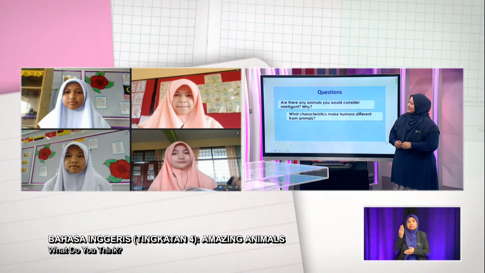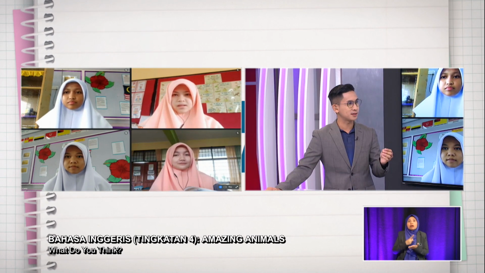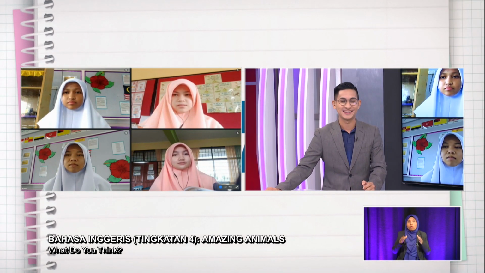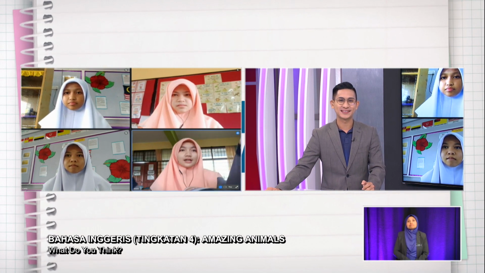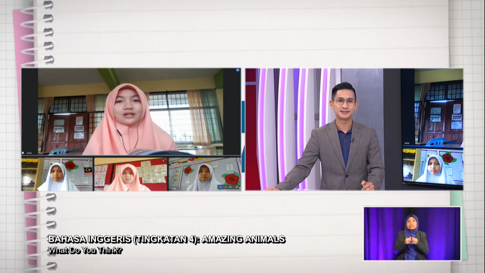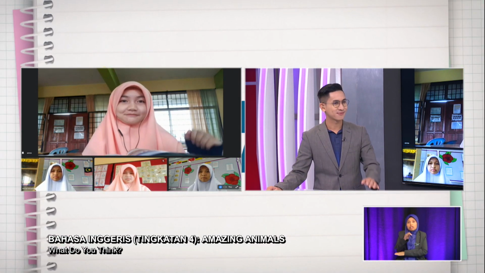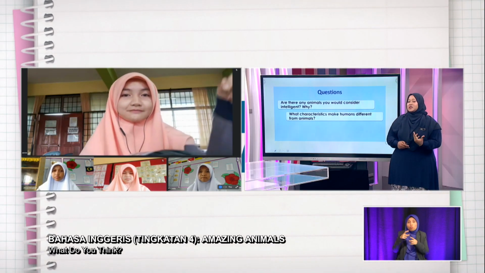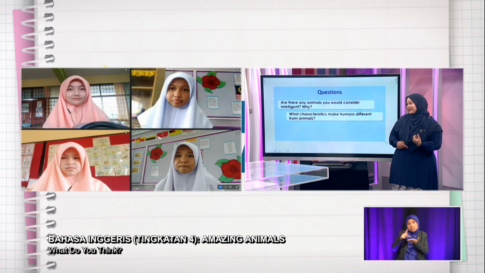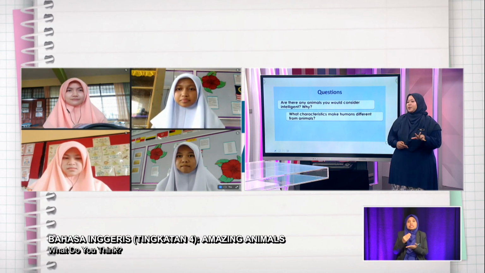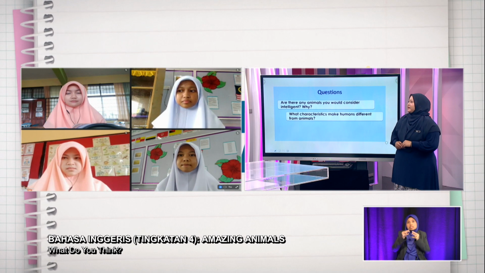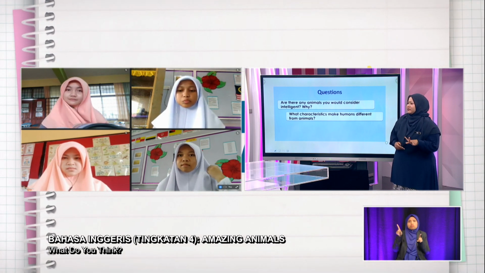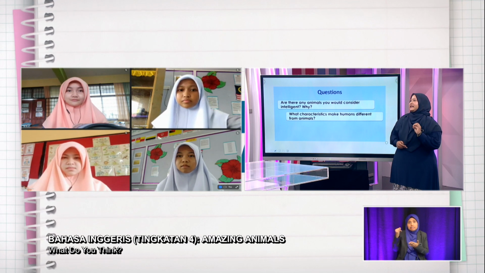And what about Anne? What do you think? What characteristics make humans different from animals? Go ahead. I think the characteristic that makes humans different from animals is that humans have a highly developed brain that allows us to think critically and creatively. Interesting. So humans have a highly developed brain, which allows us to express our creativity and think critically, maybe to settle some issue or problem or situation. I agree with all of them that those are the characteristics that make humans different from animals, and that's what makes us unique.